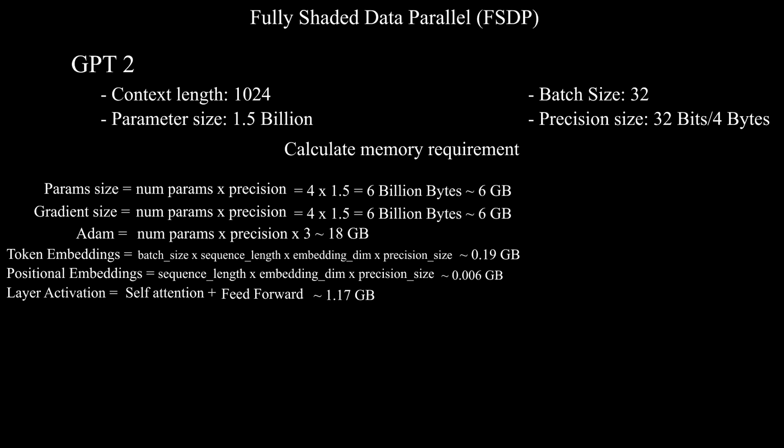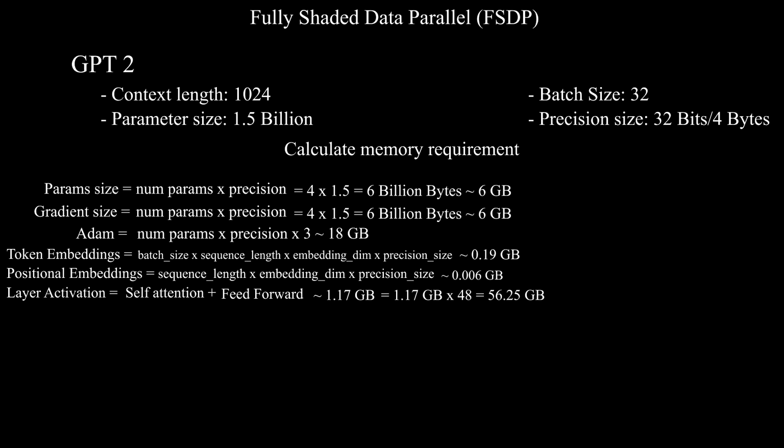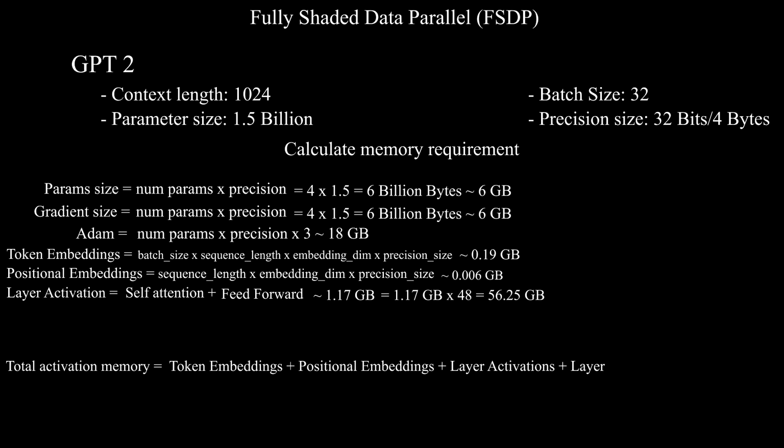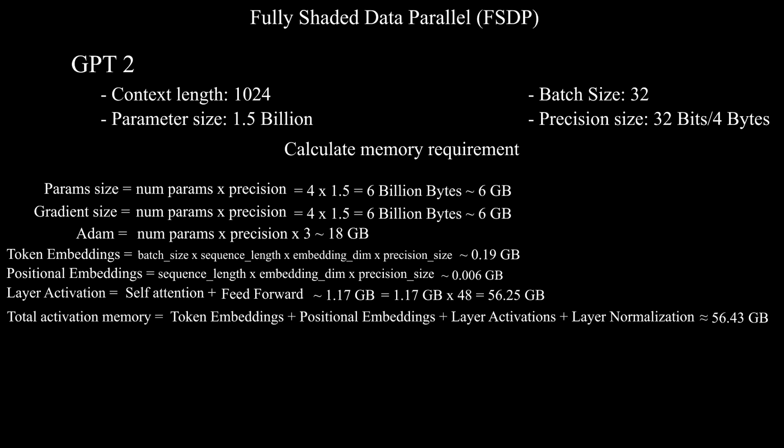So this is for only one layer, and we know that GPT-2 with 1.5 billion parameters has 48 layers. We just have to multiply by 48, and we get the memory requirement for all 48 layers, which is 56.25 gigabytes, which is huge. Now it's time to compute the total activation memory. That will be the sum of token embeddings, positional embeddings, layer activation, and layer normalization, which will be roughly 56.43 gigabytes.